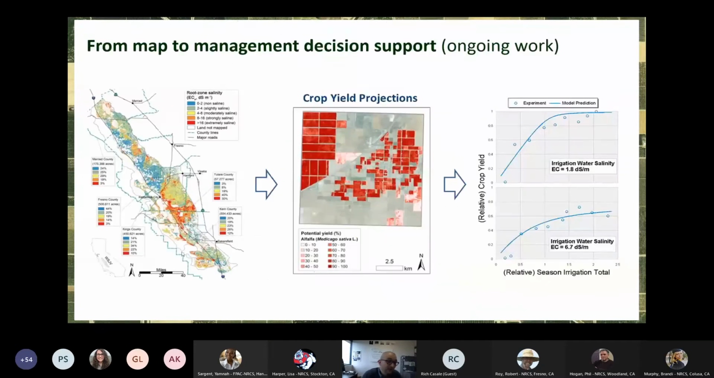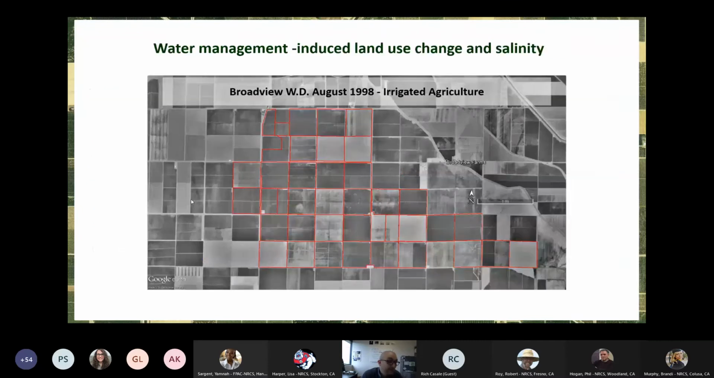But what we are using this for nowadays is to inform crop yield projection and to inform growers on what water they should use to better manage crops at their sites, given the starting levels of salinity that they're dealing with. As well, this can be used to look at land use changes and the effect of these changes on soil quality over time.